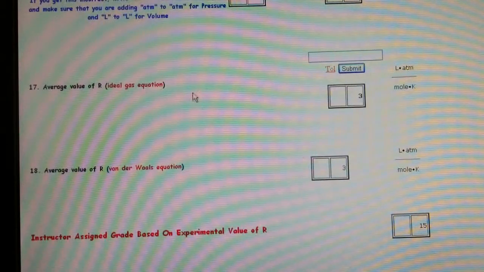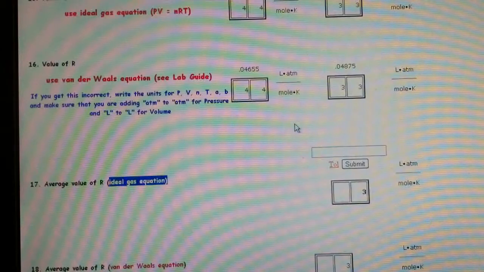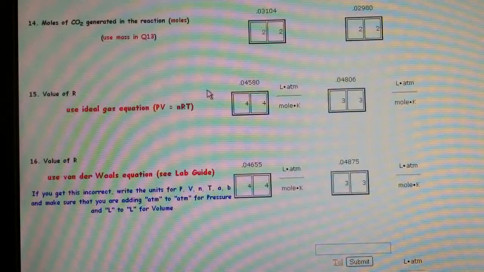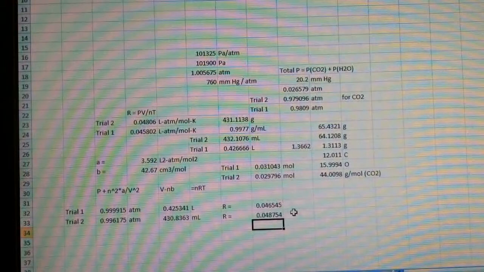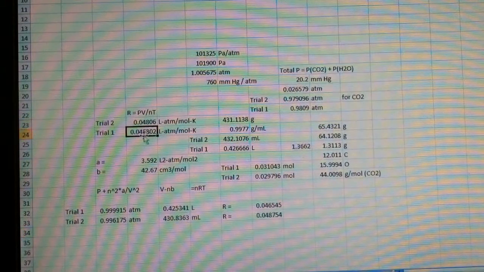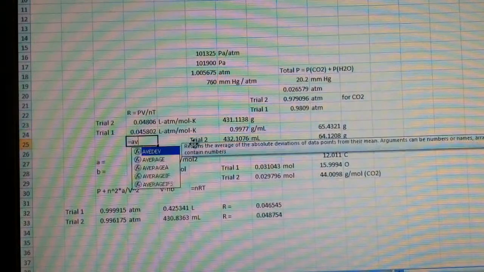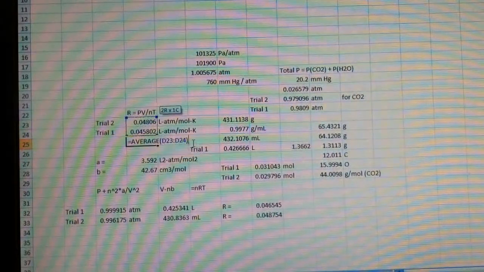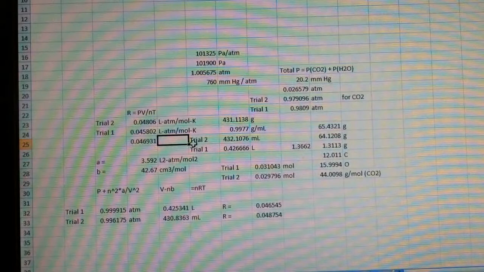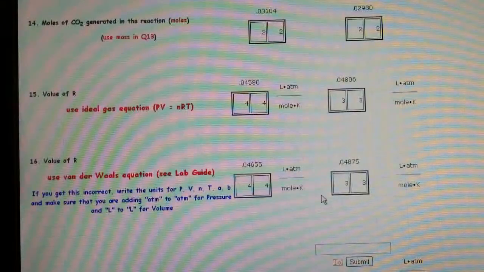Okay. So now we're going to average the two values we got for R. Now this is for the ideal gas equation, not the van der Waals equation. We're going to use it for the ideal gas. We average those two values, and let's see, where did I have them? Here are those two values. If I average them, I get 0.04693.